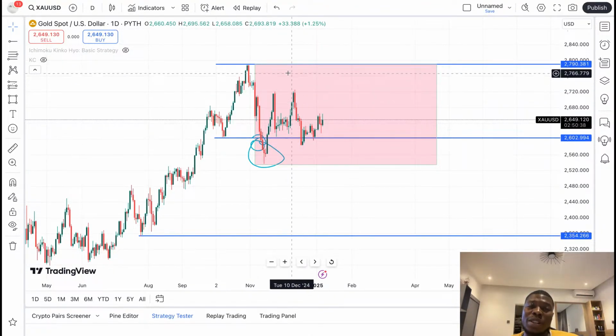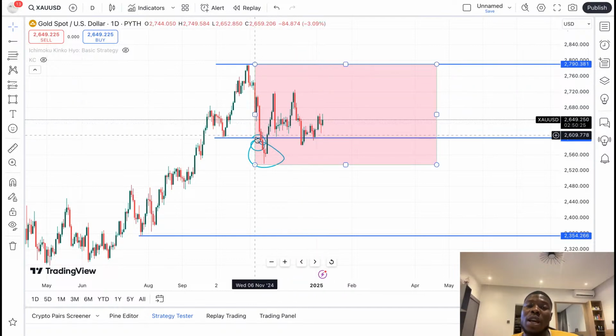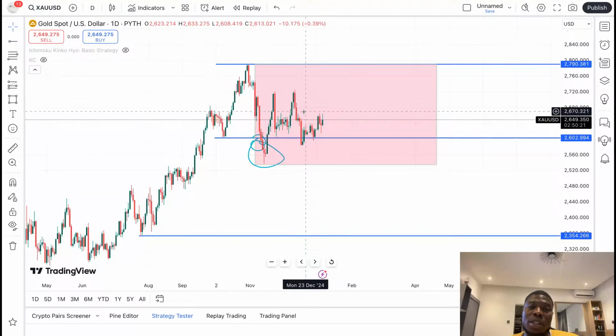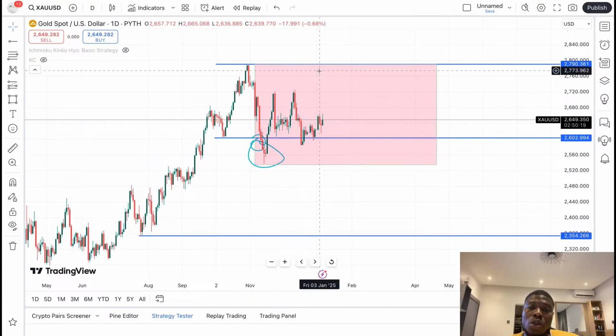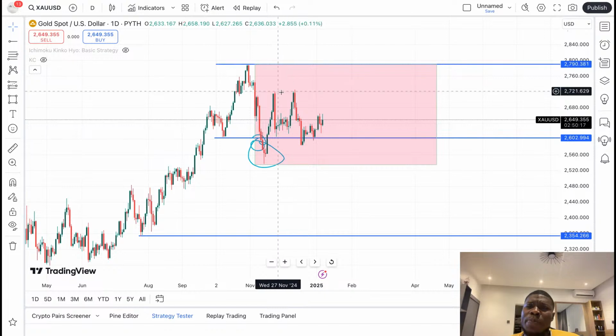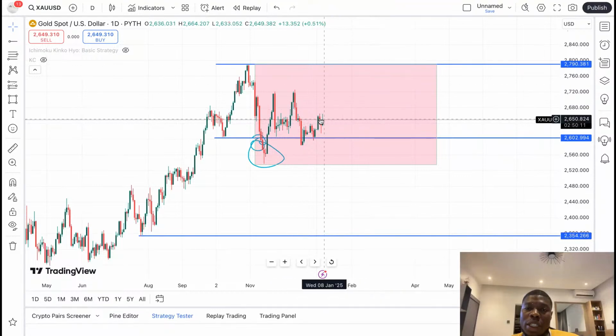Mind you, this is one day. On every time frame, you treat it differently. Every time frame has the trend they are on. Maybe if we go on 15 minutes, this will be in an uptrend or something like that. At this one day, gold is ranging. So you won't expect a significant move. So you just expect gold to be in this region until otherwise happens.